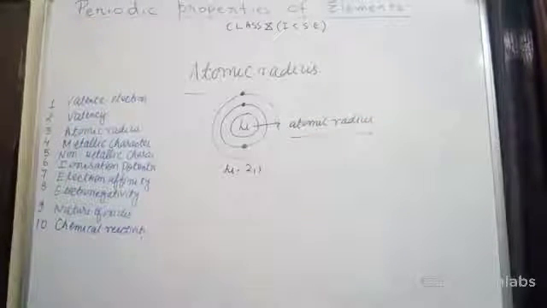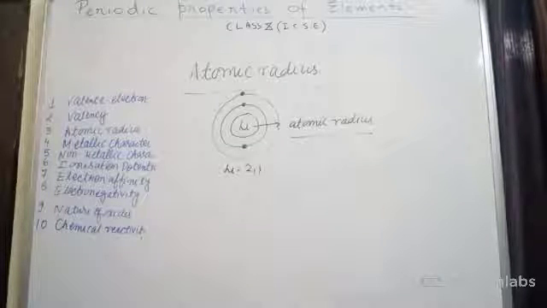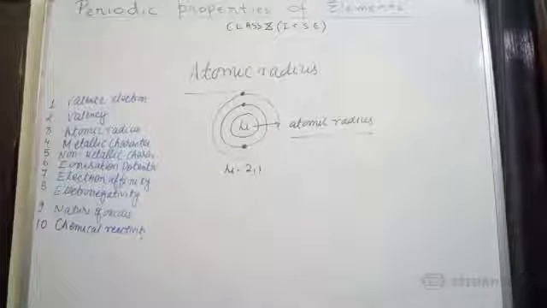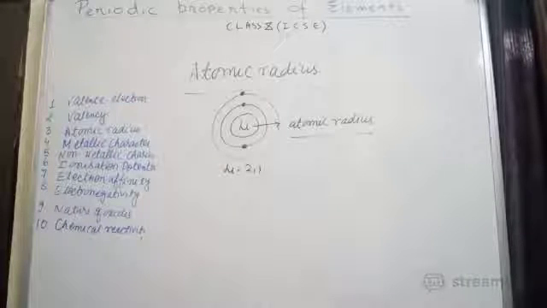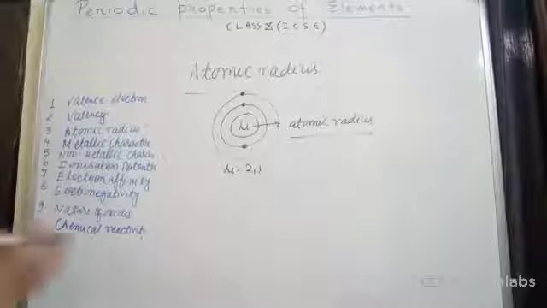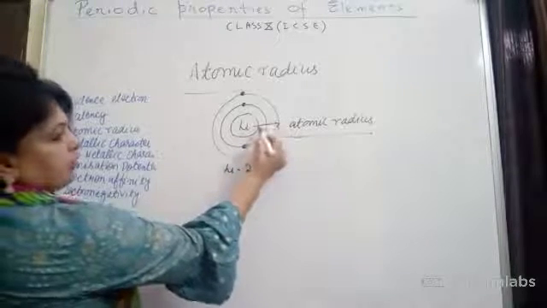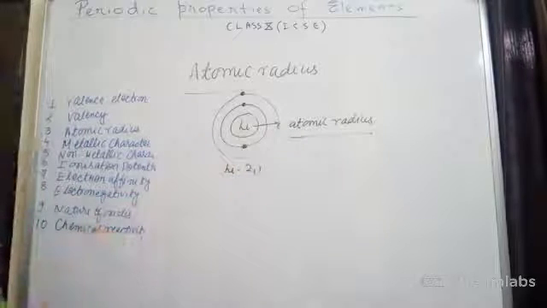So what is atomic radius? Atomic radius of a chemical element is a measure of the size of its atoms, usually the mean or typical distance from the center of the nucleus to the boundary of the surrounding shells of the electron. So you can note down what is atomic radius. So this is a typical distance from the nucleus to the outermost shell. So it is very easy.